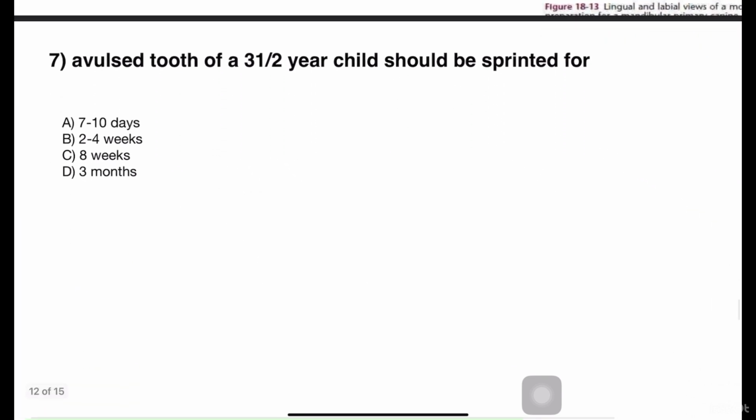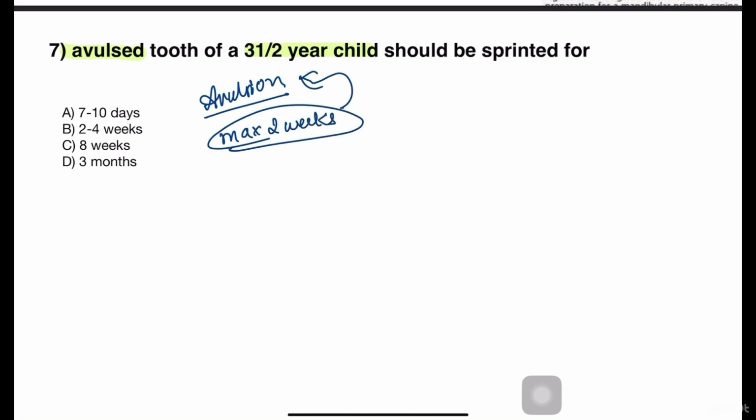Next: an avulsed tooth of a 3.5-year-old child should be splinted for how long? It's a case of avulsion. So what will we go for? The basic rule is a maximum of 2 weeks in the case of avulsion. So here the answer is 7 to 10 days.